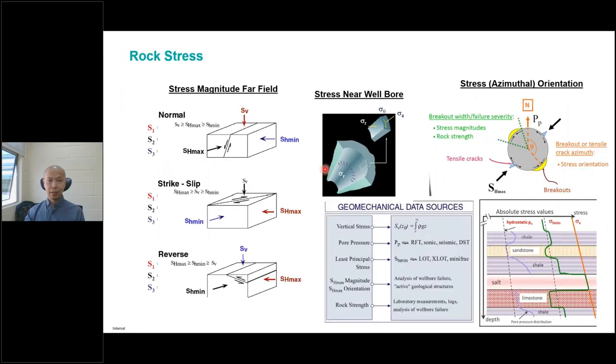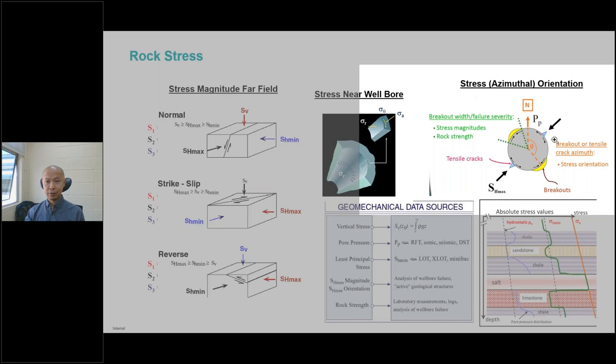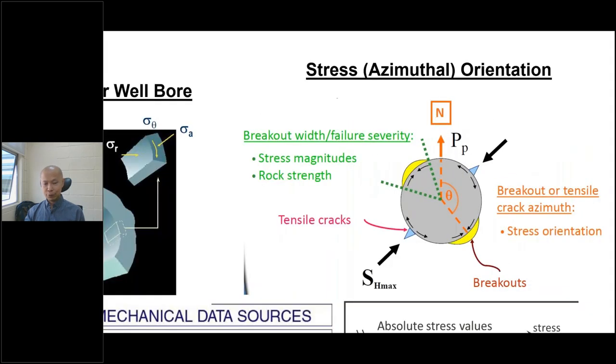Now we are talking about the direction, the orientation. For vertical stress, it's straightforward. It's vertical, so the direction is always vertical, right? But now the question is, for these two horizontal stresses, we need to define the azimuth.